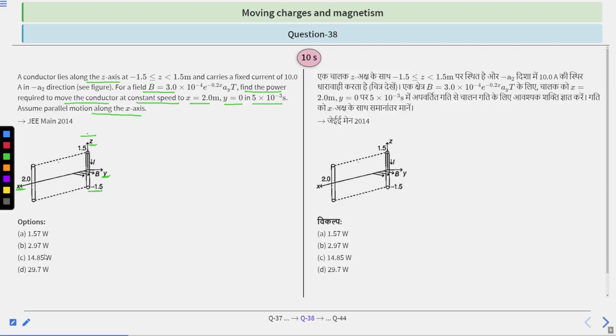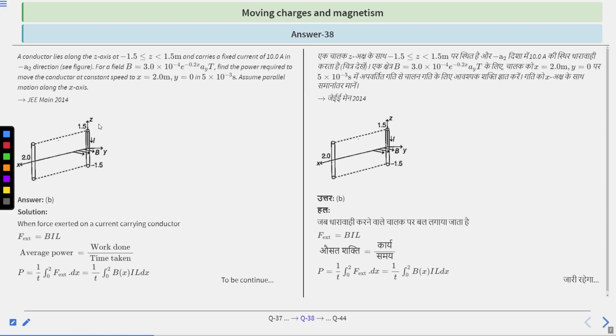Which option is correct? Option A, option B, option C, option D. You have 10 seconds to solve this question. After 10 seconds, we will provide the solution. Let's find a solution.